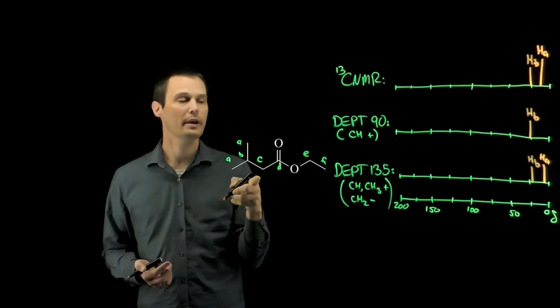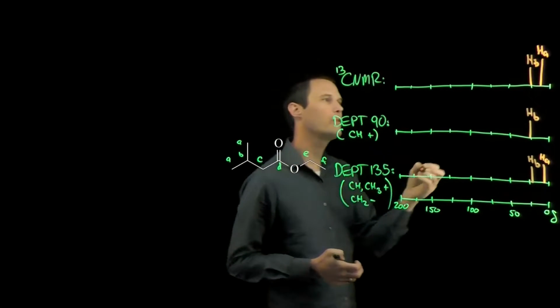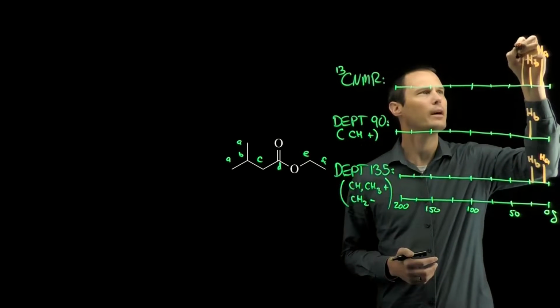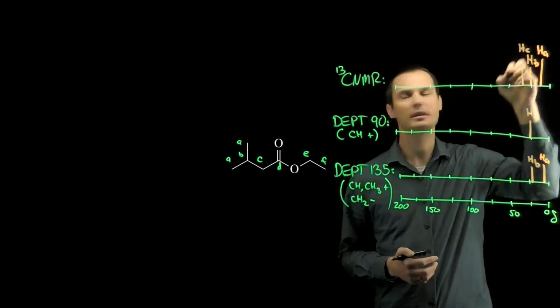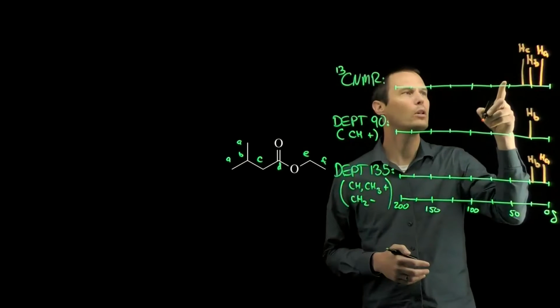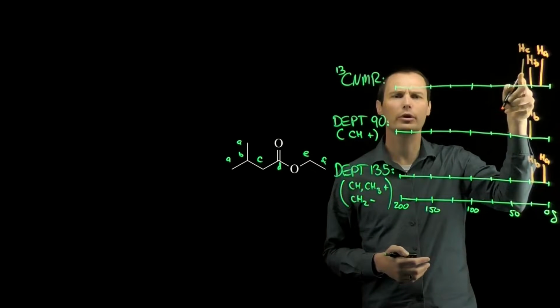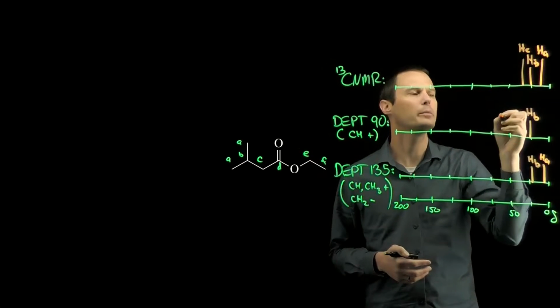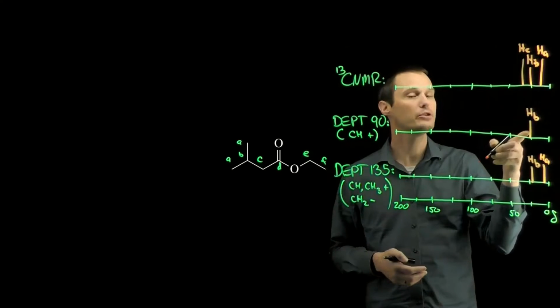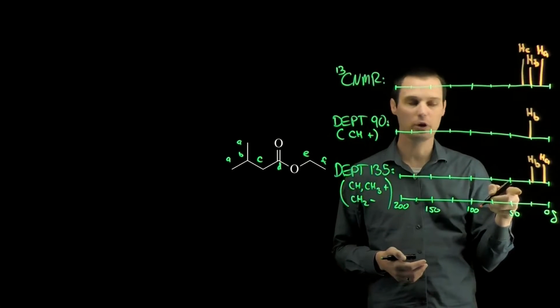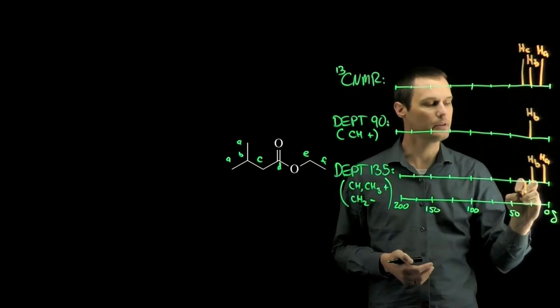Carbon C is also an alkyl type carbon, so it will also be down on the right side of the spectrum. Now A, B, and C, and D when we get there, could be interchangeable. They could be in any order in this region, but they are all going to be in this region. C is a CH2 group, so it's not going to show up in DEPT 90. It will show up in DEPT 135 as a negative signal.